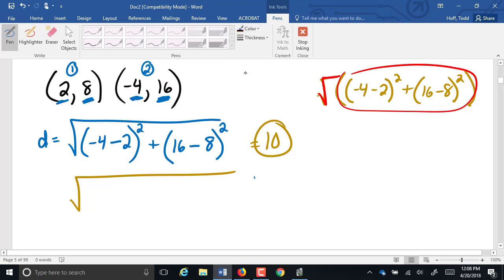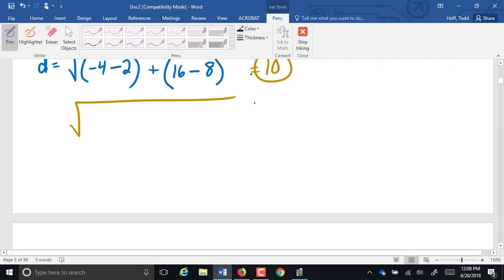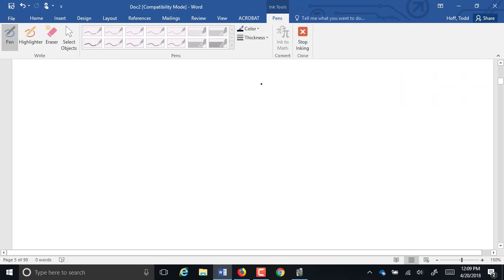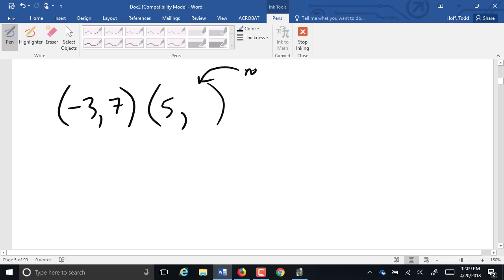Now we can do something similar here to what we did with our midpoint formula. I might tell you that we have a point negative 3, 7, and we have another point that has an x coordinate of 5 and has a negative y coordinate, and I tell you that the distance between these is 17 units.